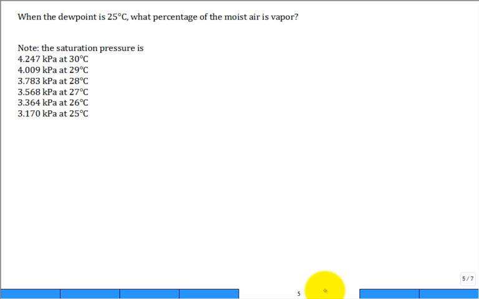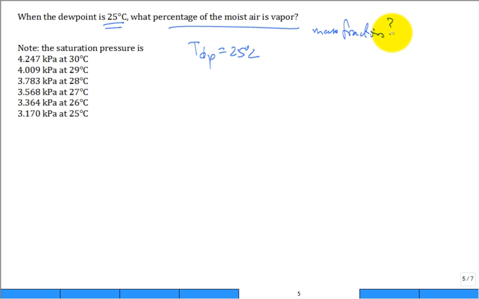When the dew point temperature is 25 degrees C, what percent of the moist air is vapor? And it's a mass fraction I'm looking for. A mass fraction. Well, let me solve this one. It's a little tricky. You're asked to calculate this mass fraction that's vapor. Wouldn't that be the mass that's vapor divided by the mass of vapor plus mass of dry air?